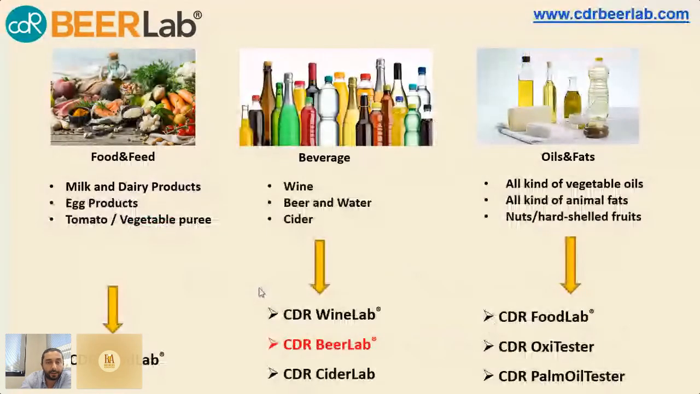Here, as I told you, we work in the food and feed sector. In this case, we have the Food Lab. We work in the beverage sector: wine, beer, water, and cider. We also work in the kombucha sector. And of course, we work in the oils and fats sector with different analyzers: Food Lab, an analyzer dedicated to olive oil, the Oxytester, and another one dedicated to palm oil, the CDR Palm Oil Test.